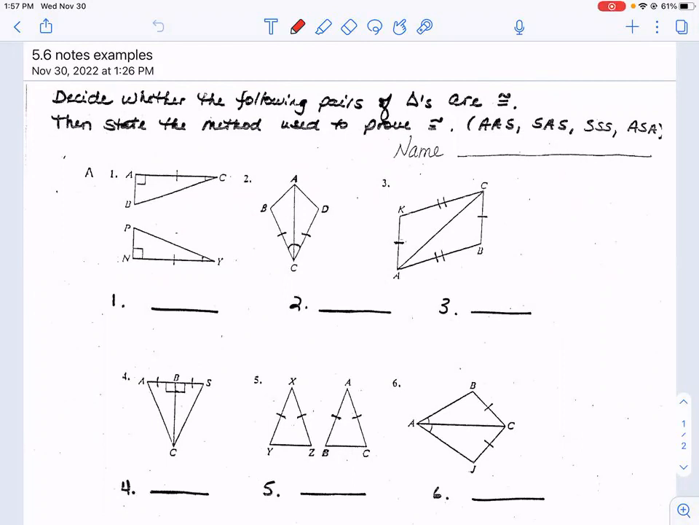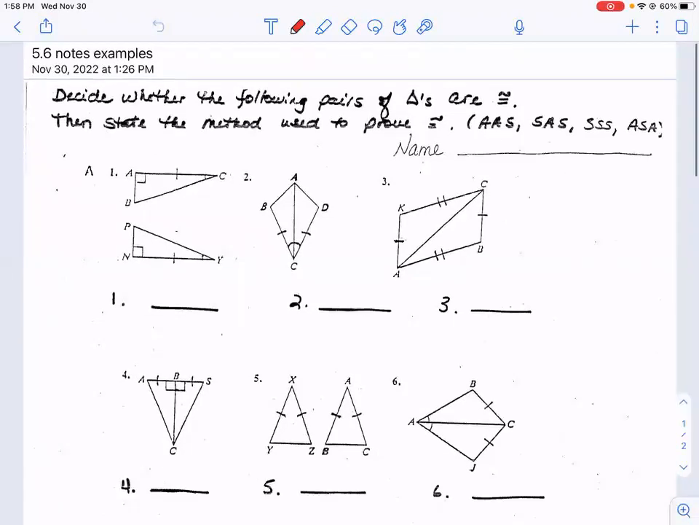Okay, you have 5 minutes. There are 15 problems that I just want you to write: AAS, ASA, SAS, SSS. You don't have to tell me anything else, just, are they congruent and why? Your tables can work together.